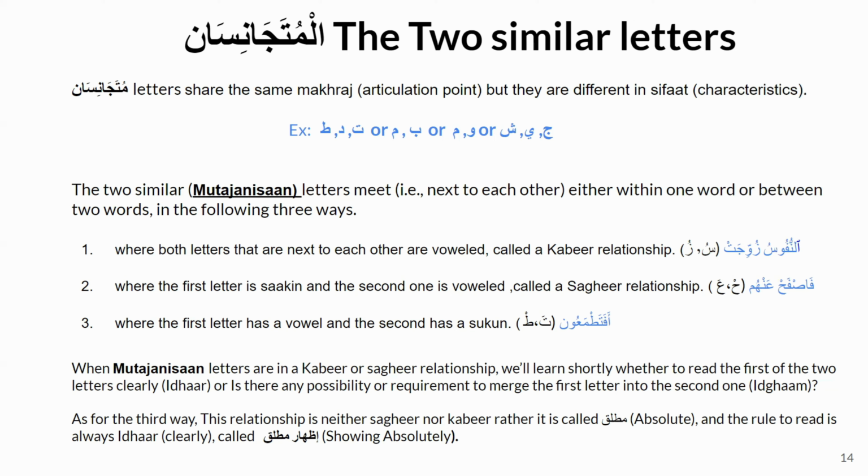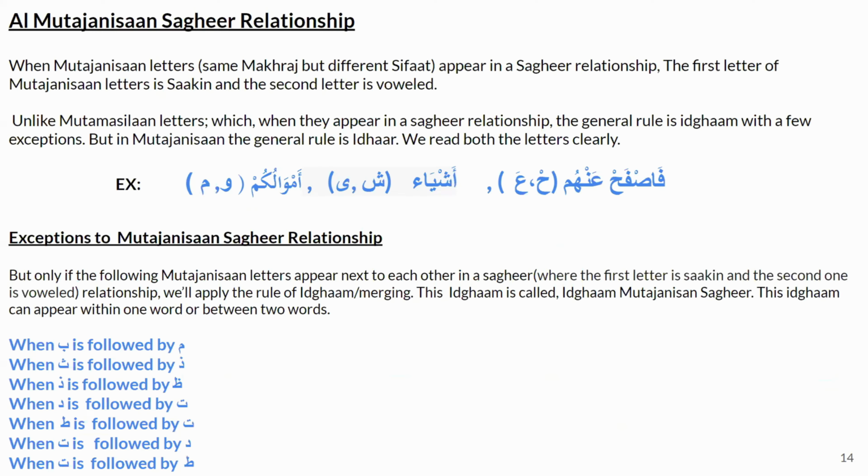But when mutajaanisaan letters appear in a saghir or kabir relationship, we will see whether to read them with idhar or there is any possibility or requirement to merge the first letter into the second one. We will start with mutajaanisaan saghir relationship, the small relationship between two similar letters. In mutajaanisaan letters, the saghir relationship is not always idgham, just like in mutamathilan letters, where in most of the cases we were applying the rules of idgham with only two exceptions. Rather, the general rule in mutajaanisaan saghir relationship is idhar.